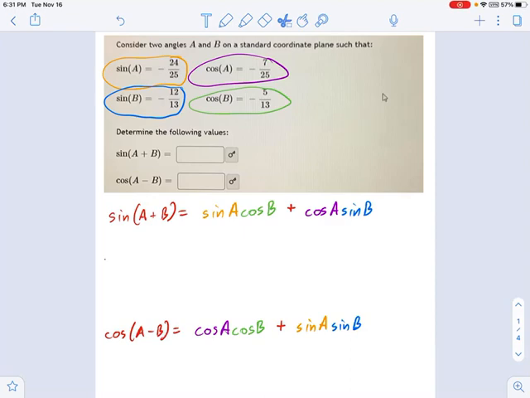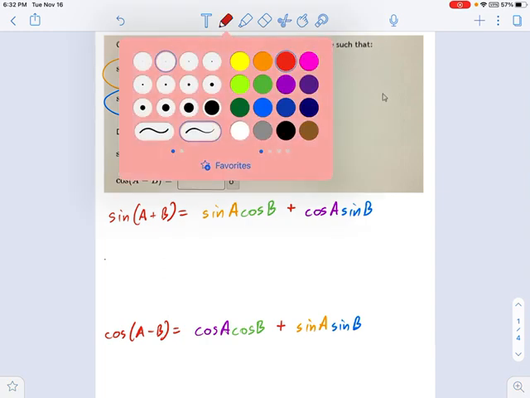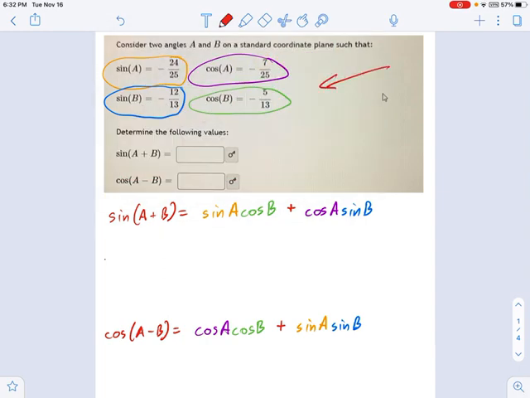Now we're going to put to work those sine and cosine sum and difference identities that we've talked about previously. And this first one's pretty easy. It tells us everything we need for this problem. If you look right here, it's sine of A, cosine of A, sine of B, and cosine of B. It just gives us fractions. And it says, what is sine of A plus B? What is cosine of A minus B?